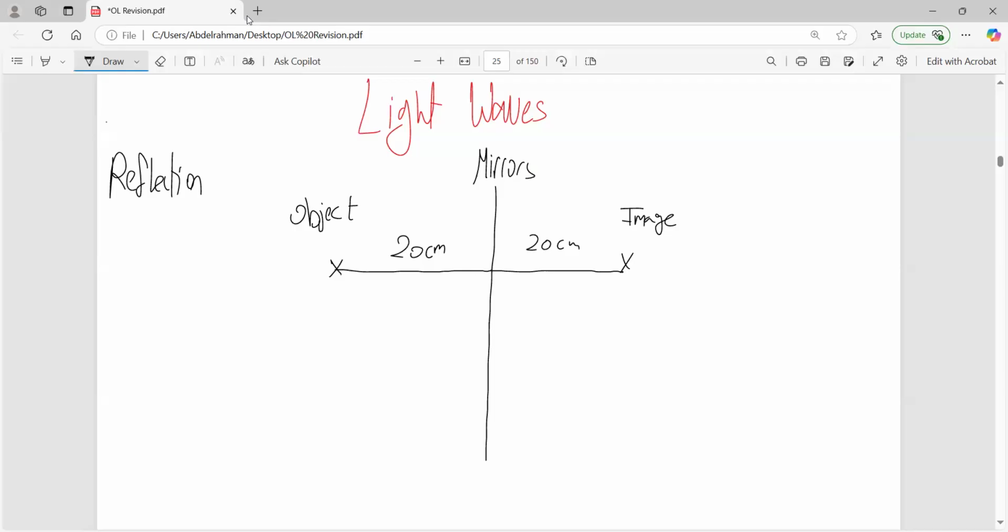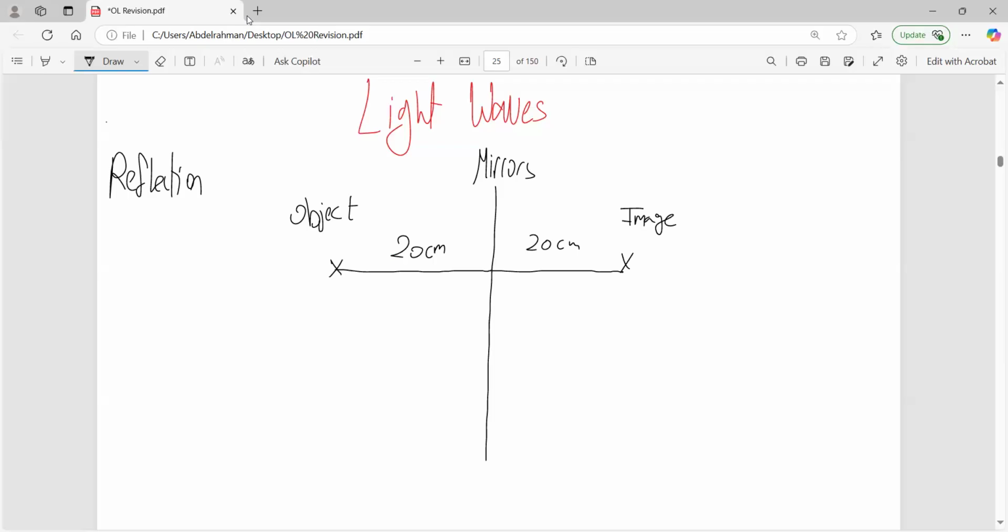But there's a question. There was a very famous question in paper two. He asked you, what was the distance between the object and the image? And the distance between the object and the image is 40 centimeters. How can I draw some rays to find the image?